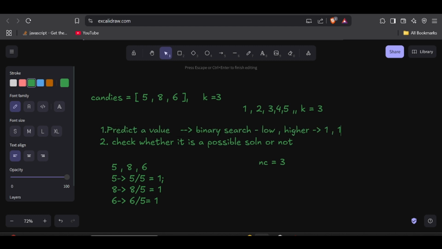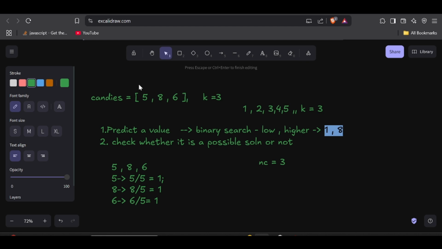So after this example, we know that the smallest element is not our highest range. So what can be our highest range? Let's do one thing. Let's take the maximum element of our array. So it was 8.